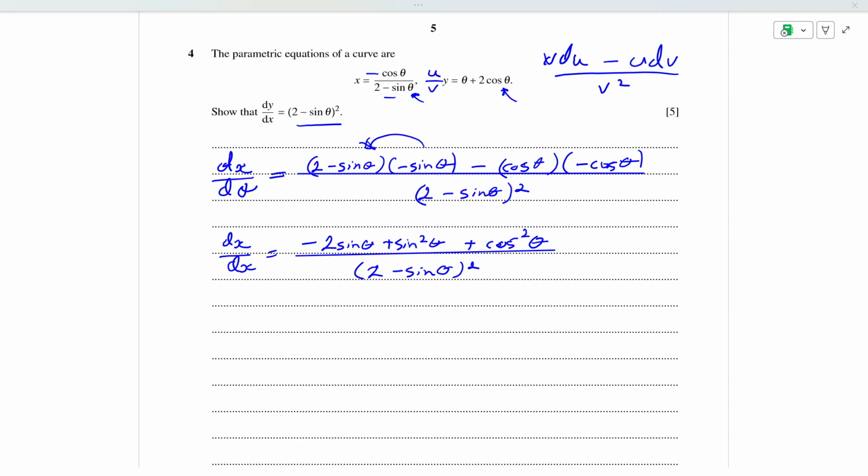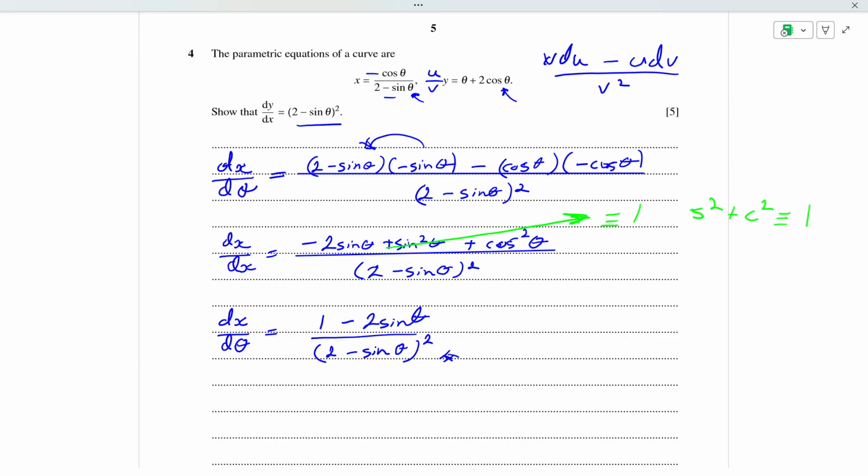All right. And then sine squared plus cos squared. Remember, this is an identity which is equal to 1. This sine squared plus cos squared is identical to 1. I'm sure you know this identity. It's in the data booklet, the MF19 data booklet. All right, so this becomes dx/d theta is equal to (1 minus 2 sine theta) all over (2 minus sine theta) squared. Okay, then we'll leave it like that for now.